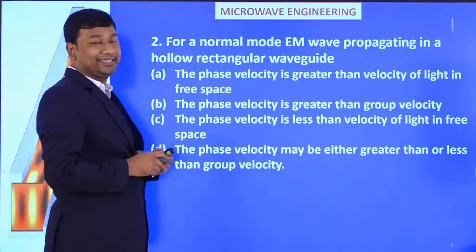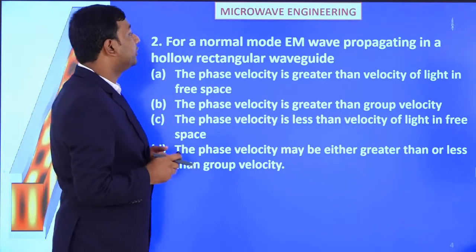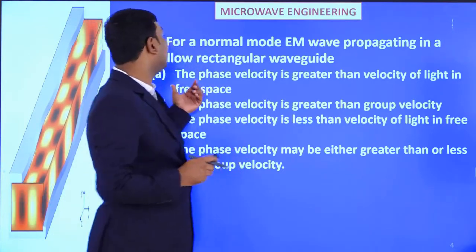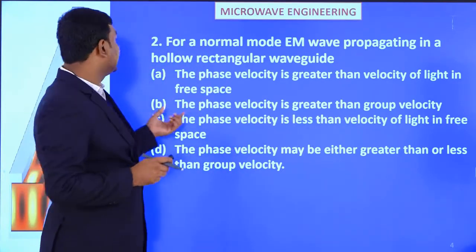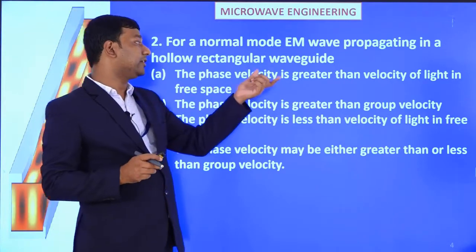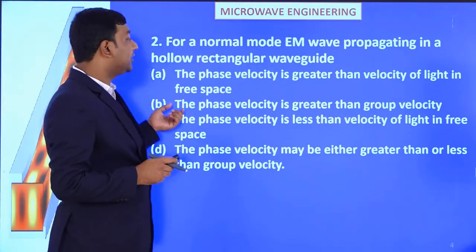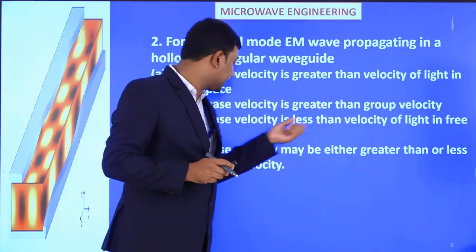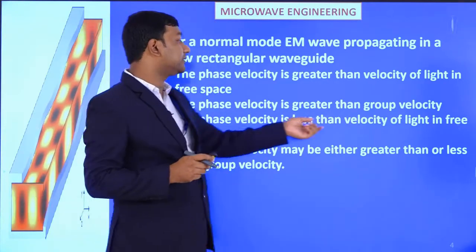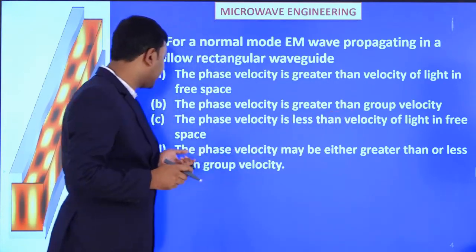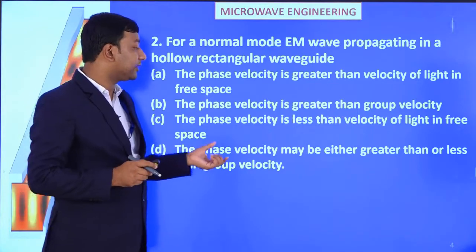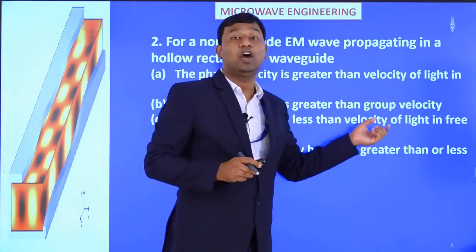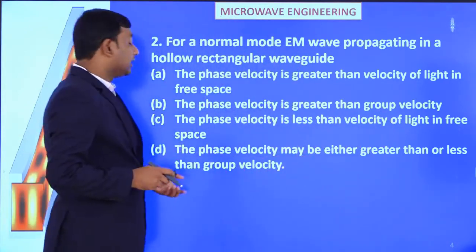Now we will see the next question. For a normal mode electromagnetic wave propagating in a hollow rectangular waveguide, the phase velocity is greater than the velocity of light in free space. The phase velocity is greater than the group velocity. Another option, the phase velocity is less than the velocity of light in free space. And the last option is the phase velocity may be either greater than or less than the group velocity.